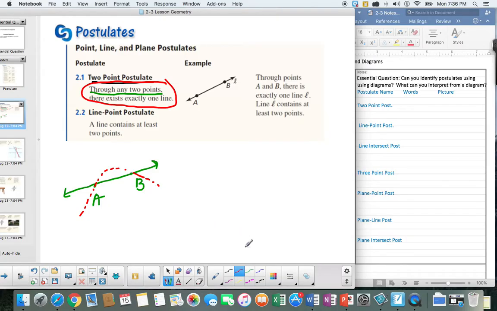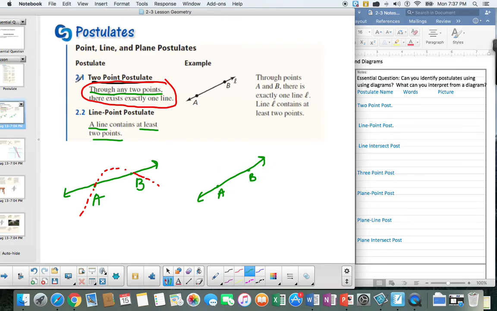All right, now let's take a look at the second sentence, and notice it starts off with the word line, which is different from what the first sentence started off with, 2 points. So you're going to start off with a line. And it says if you have the line, then the conclusion is at least there's 2 points. So you'll be able to find 2 points there, and we can label them whatever letter we want.